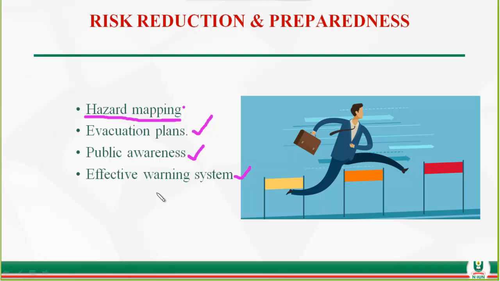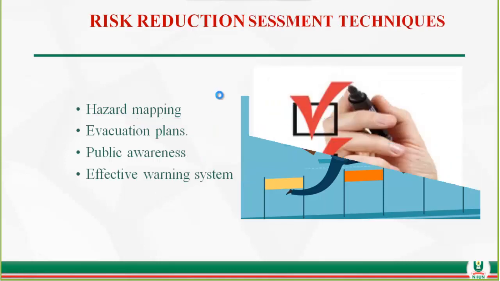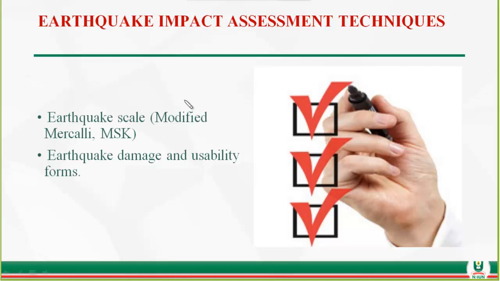All right, how about the impact assessment? How can the level of damage from earthquake be assessed? First, the earthquake scale: the modified Mercalli is an instrument that can be used to measure the degree of earthquake. Then earthquake damage and usability forms. These can also be distributed to inhabitants in the field to complete in order to determine the level of damage. All right, so we have now come to the end of this.